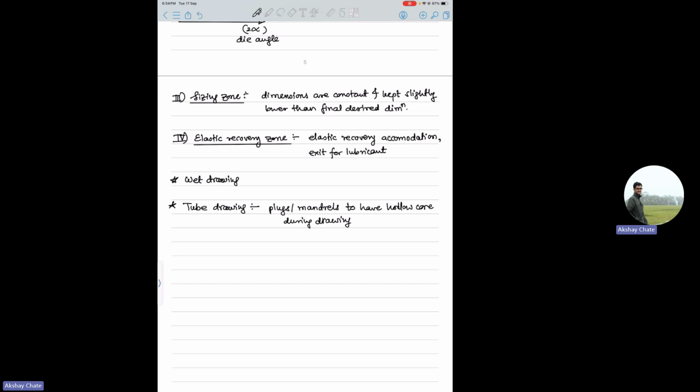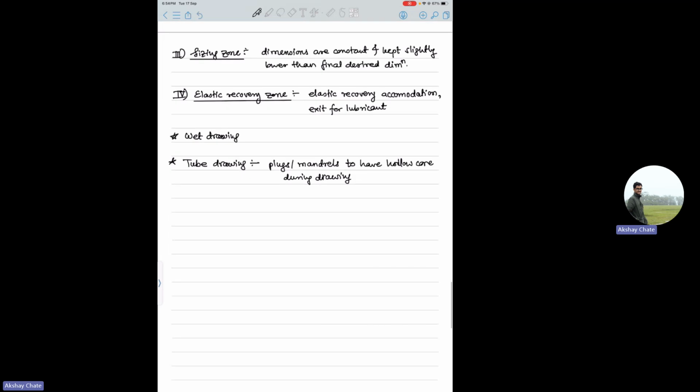Okay, the central part will be hollow, which is typically called tube drawing. Okay. So then there are some derivations. So I'll just give you the formula. So for wire drawing, you have to calculate the load, etc.